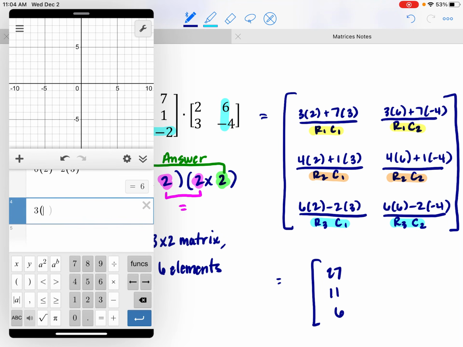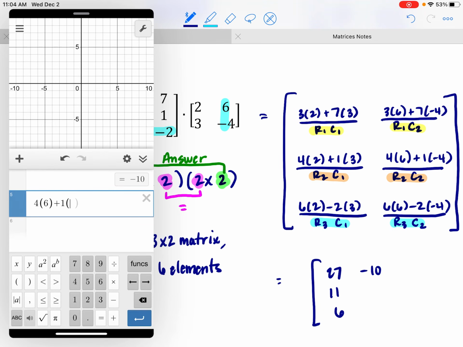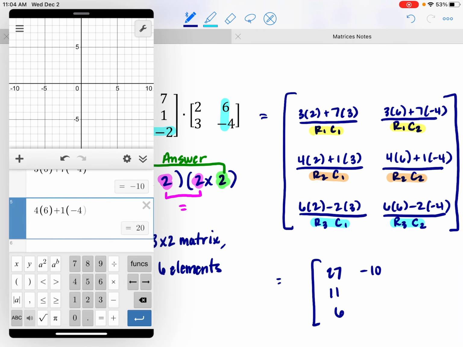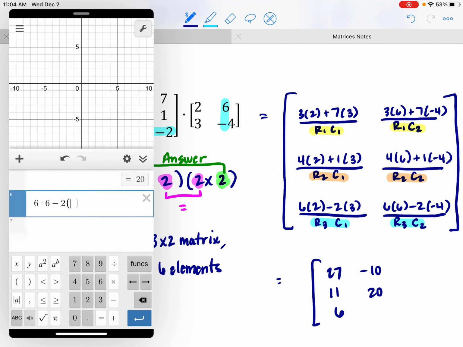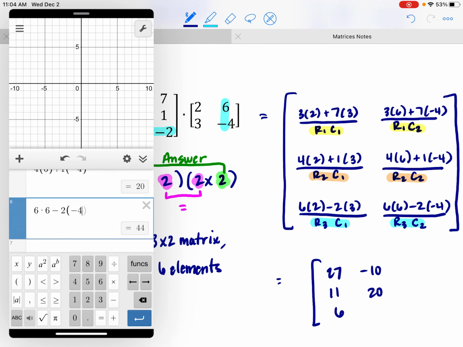So 3 times 6 and 7 times negative 4 gives me a negative 10. 4 times 6 and 1 times negative 4 is 20. And then lastly, 6 times 6 minus 2 times negative 4 is going to be 44. And that is our answer, crazy as it is.